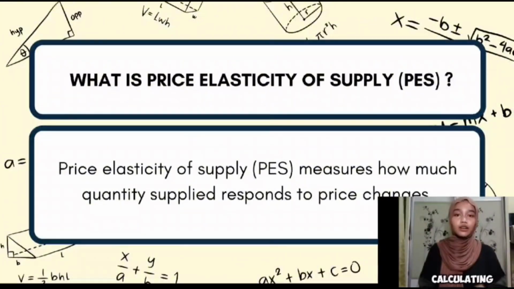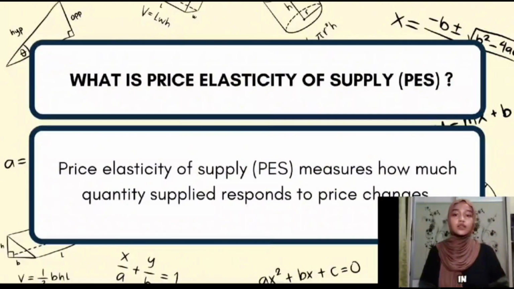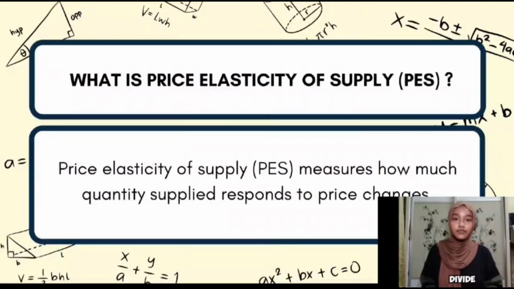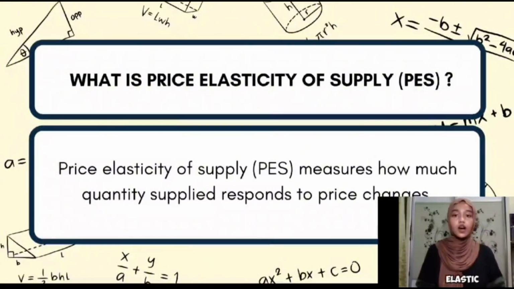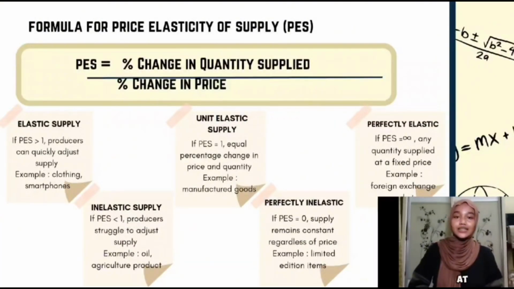The formula for calculating PES is simple. PES equals the percentage change in quantity supplied divided by the percentage change in price. This formula helps us determine whether supply is elastic, inelastic, or somewhere in between. Now, let's look at different types of price elasticity of supply.